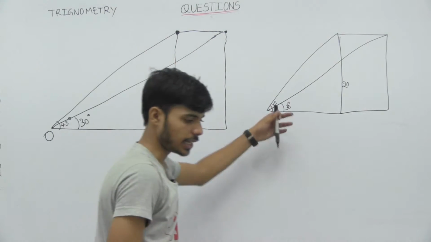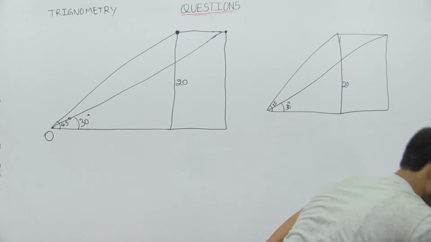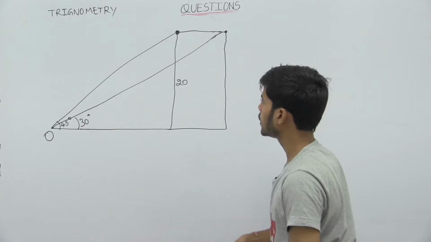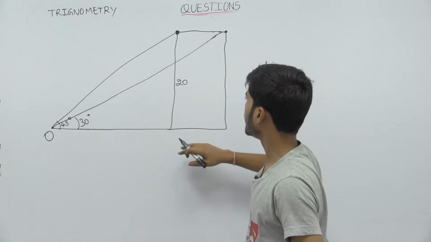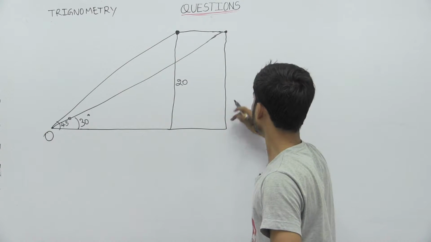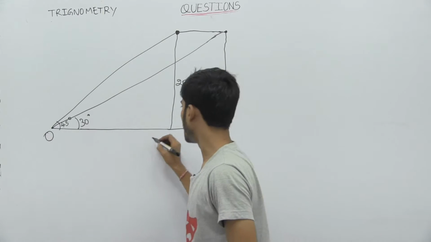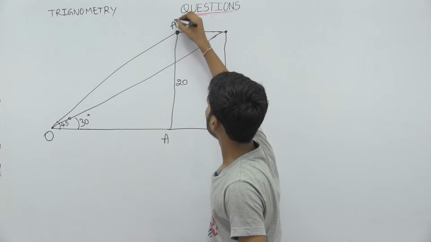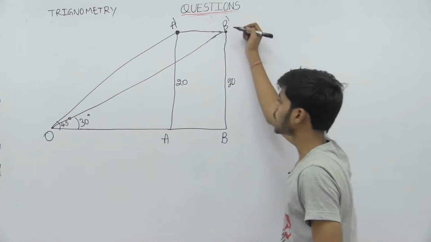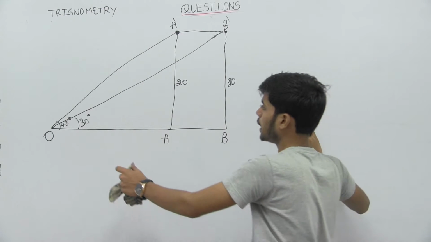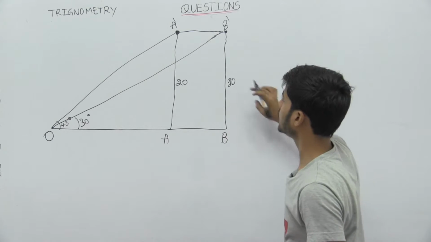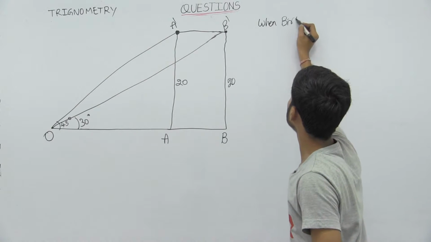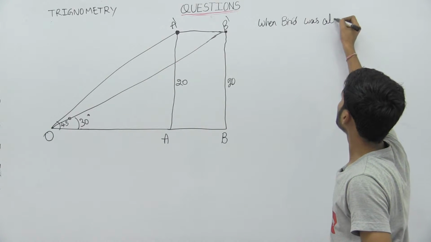So let me erase this diagram over here. So now we know that this pillar height is 20, so even this pillar height would be 20, and let this be A, and this is B. This is top of the first pillar is A dash, top of the second pillar is B dash. So let's apply tan to initial condition, that is when the bird was at A dash.